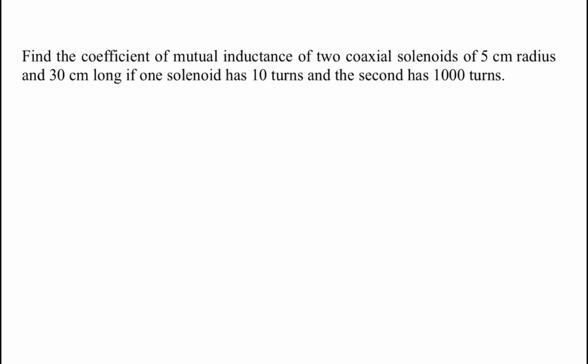Here's an example question on mutual inductance. Find the coefficient of mutual inductance, we need to find the value of M, of two coaxial solenoids of 5 cm radius and 30 cm long. So given that the radius is 5 cm, L will be 30 cm. Solenoid 1 has 10 turns, and solenoid 2 has 1000 turns.